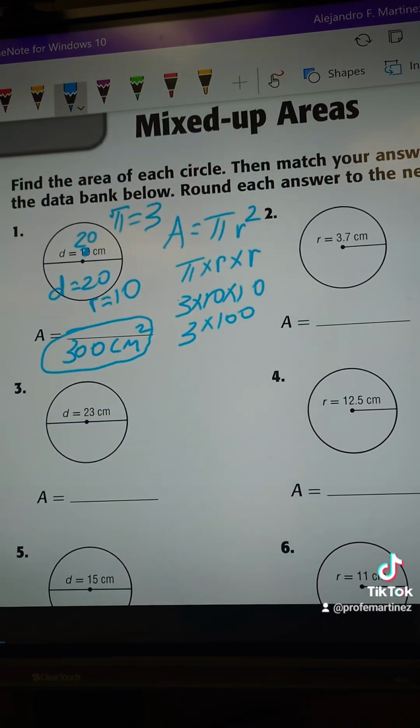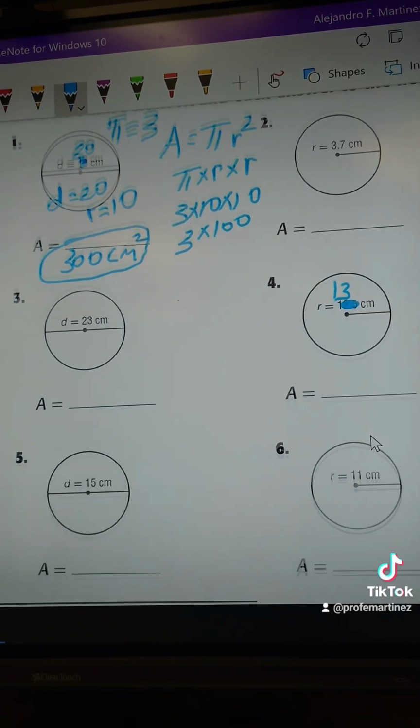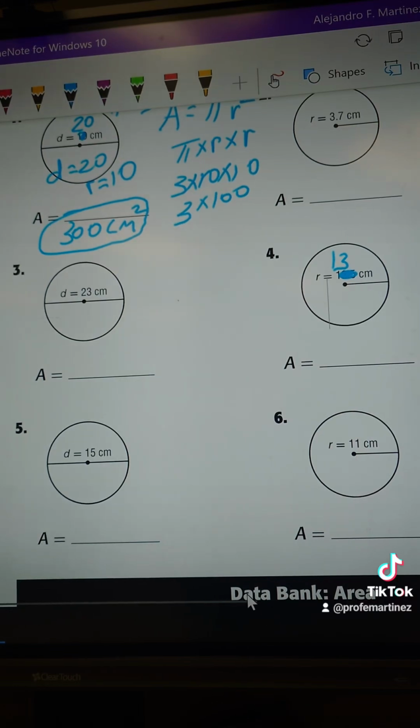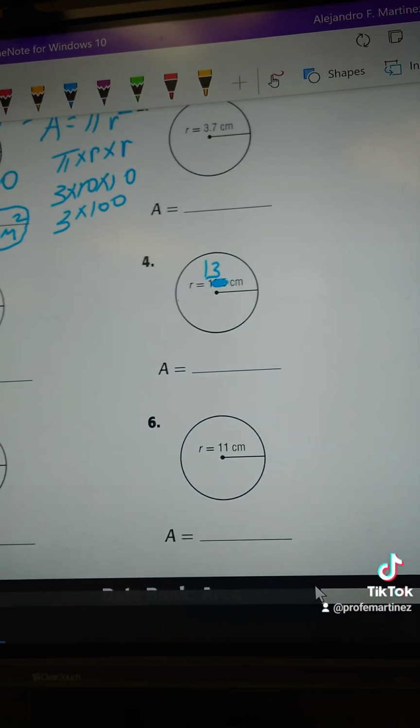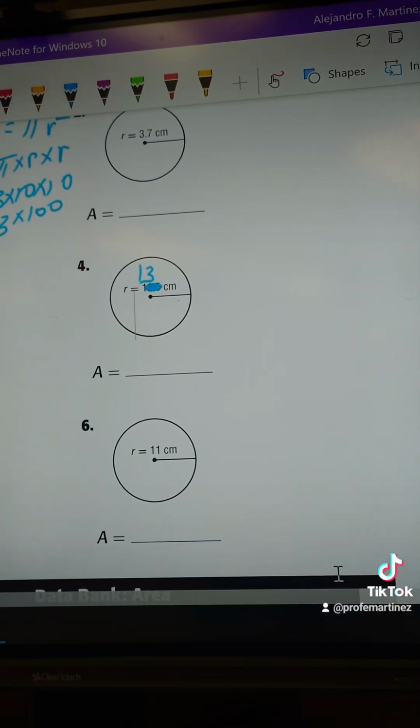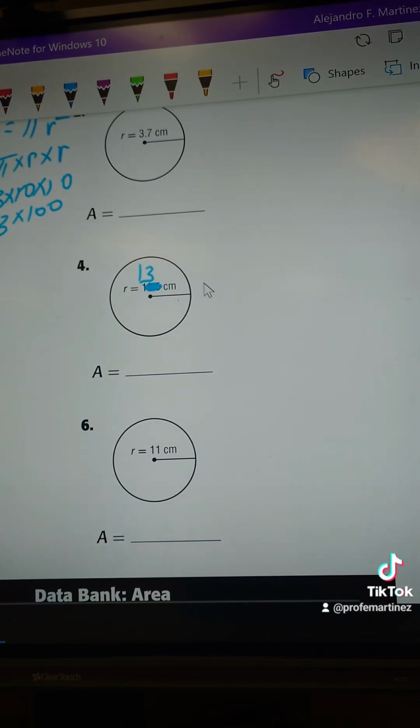Okay, let's look at another one. Number 4. We're going to say this is 13. So what do they give you? They give you the radius. So r is equal to 13. Just for information's sake, I'm going to put the diameter. The diameter is double, so I double this. 13 times 2, or 13 plus 13, gives me 26.